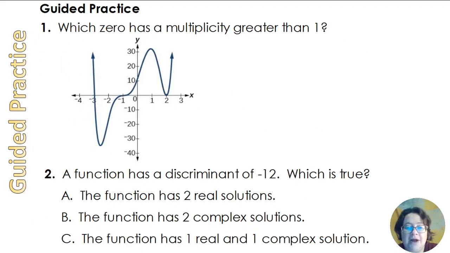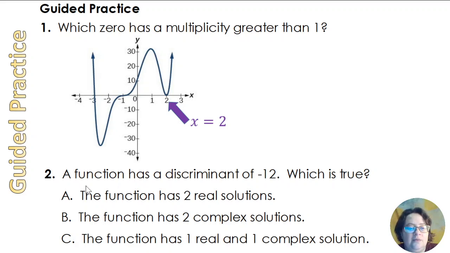All right, couple of practice problems. Number 1, which 0 has a multiplicity greater than 1? Pause it here. We'll check our answer when you hit play. All right, so here we are looking for something that is on the x-axis and not going through it. And the only 0 we have on the x-axis is at +2. So here at +2, we have a multiplicity greater than 1.